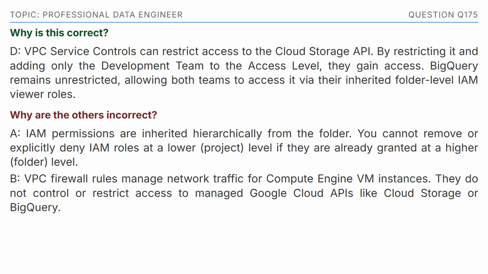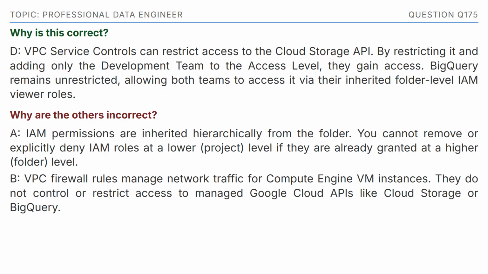VPC Service Controls can restrict access to the Cloud Storage API. By restricting it and adding only the development team to the access level, they gain access. BigQuery remains unrestricted, allowing both teams to access it via their inherited folder-level IAM viewer roles. Why are the others incorrect?